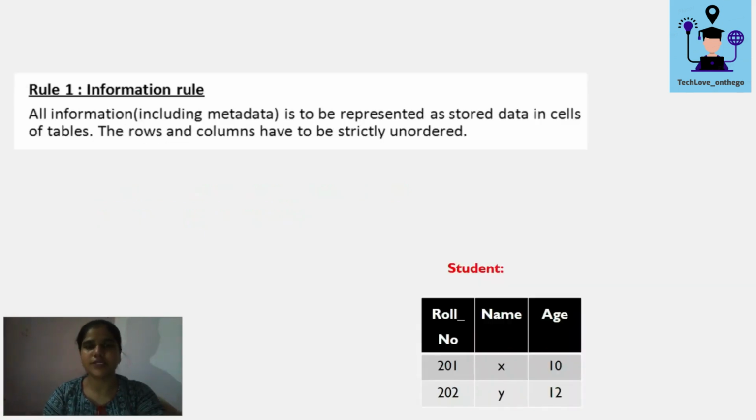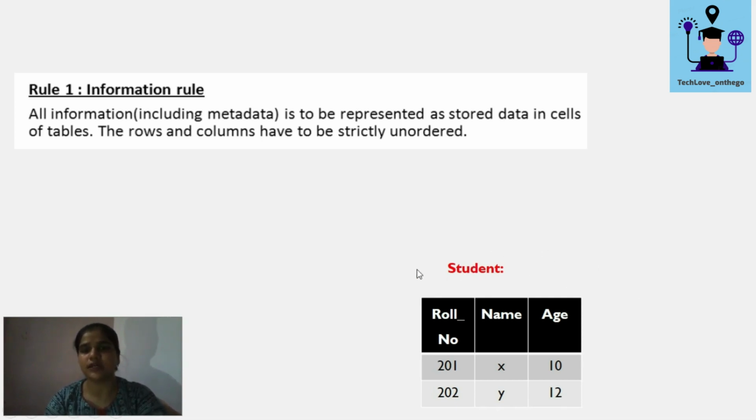So the first rule is the information rule. All information including metadata is to be represented as stored data in cells of the table. The rows and the columns have to be strictly unordered. So whatever data you are storing in the relational database management system, that data should be in the form of a relation or a table.